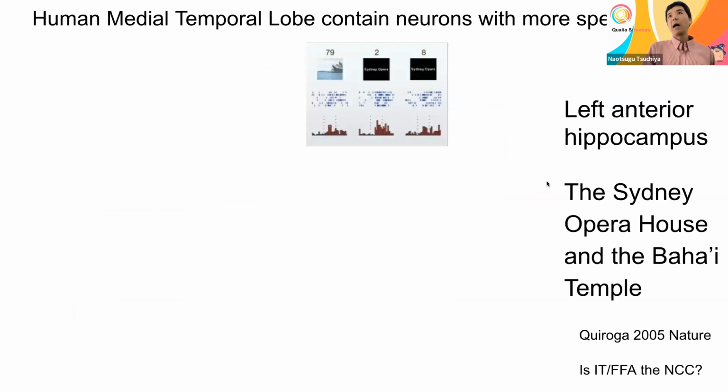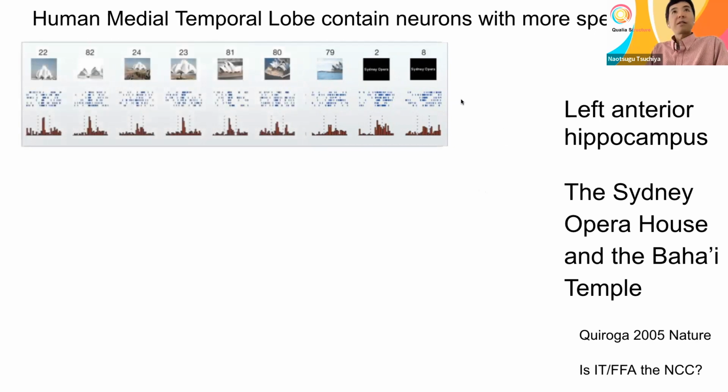And then this is also another very interesting situation. When there's a recording opportunity from the left anterior hippocampus, this particular person recognized Sydney Opera. So Sydney Opera was presented, there was a lot of response, and Sydney Opera as a text also generated a huge response here.